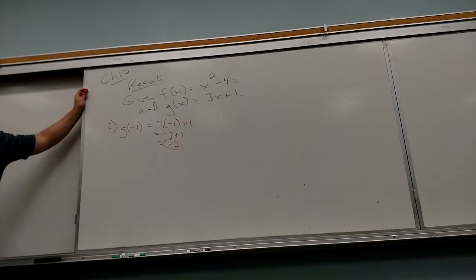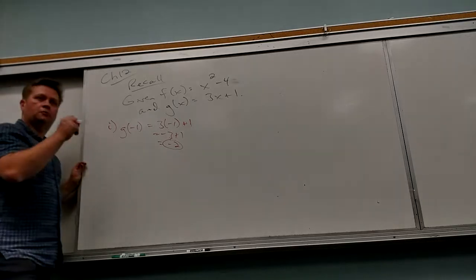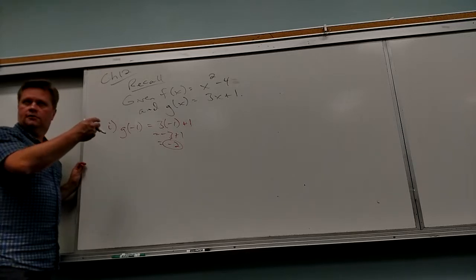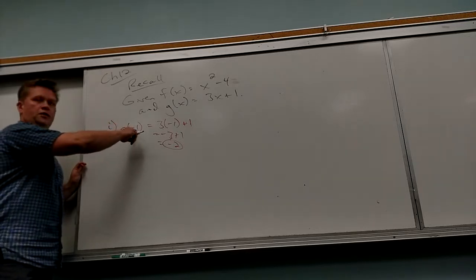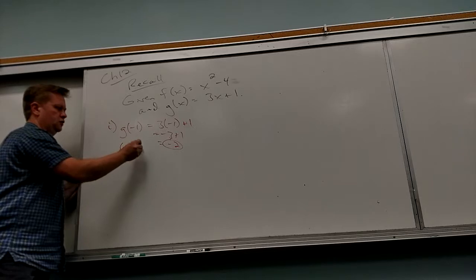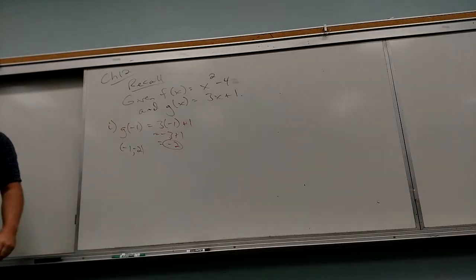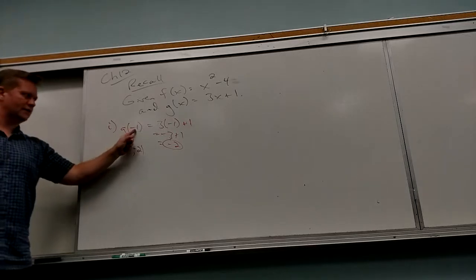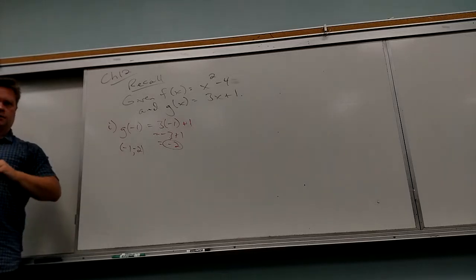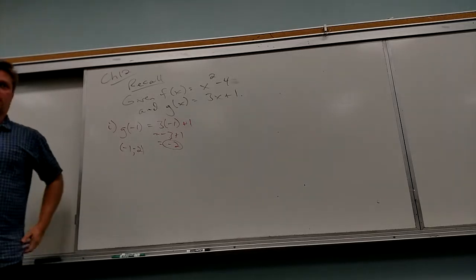Can somebody tell me a point that the g function goes through? What point does g go through, from what we just did? Be careful. A point has two parts, at least. -1, -2. It's going to go through the point: when x is -1, the output is -2. So this function goes through that point. That's another reason why function notation is so useful, because I can see the full point in my work.